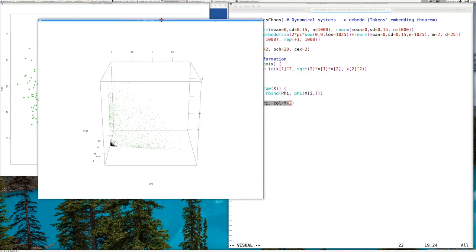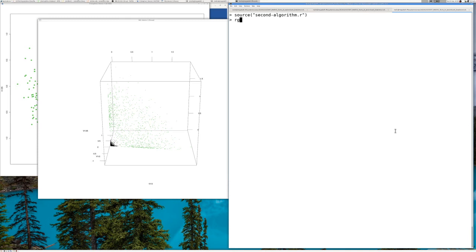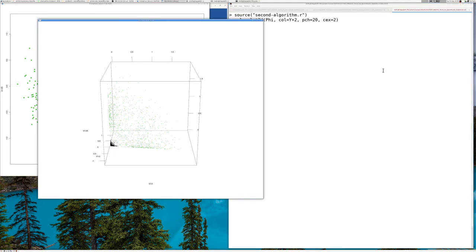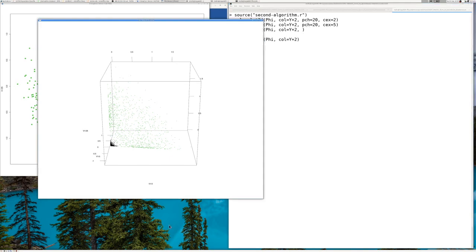I think I could use plot, maybe RGL, plot3D phi, colors equals y plus 2 and pch equals 20, and what is the other option? It is cex equals 2. No, it doesn't work. cex equals 5. No, it doesn't work. This option has no meaning. Probably there is a different parameterization here. I just don't know it. Doesn't matter.